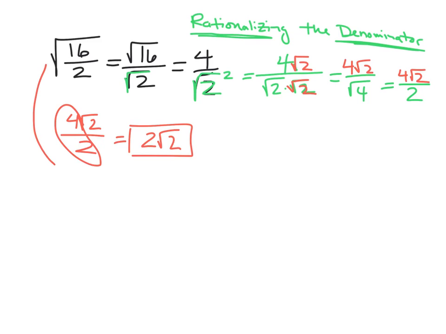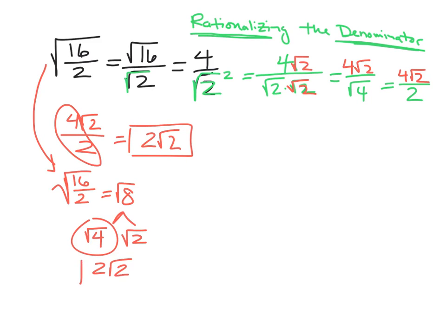There's another way to do this problem. If you think about what 16 over 2 equals, couldn't you just do the square root of 8? I could break this apart and say, well, the square root of 4 is a perfect square, and 4 times 2 is 8. The square root of 4 is 2, and you get the same answer.